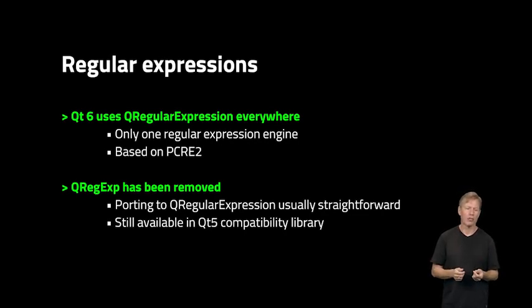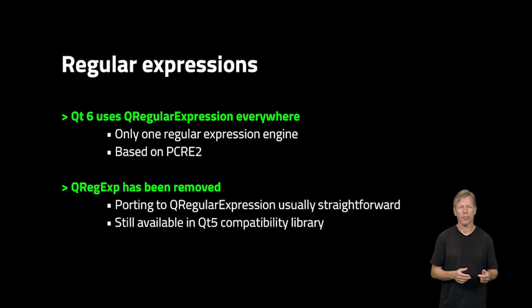We've had in Qt5 two regular expression engines that we've been working with. We've had QRegExp as the class that we have had since Qt2, Qt3 times, and QRegularExpression as the new class. With Qt6, we've now done the transition and moved QRegExp out of the core library into a compat library. It's still available there, but everything else is QRegularExpression based. Porting from QRegExp to QRegularExpression is relatively straightforward, so if you want to get rid of QRegExp, this is now a good time.